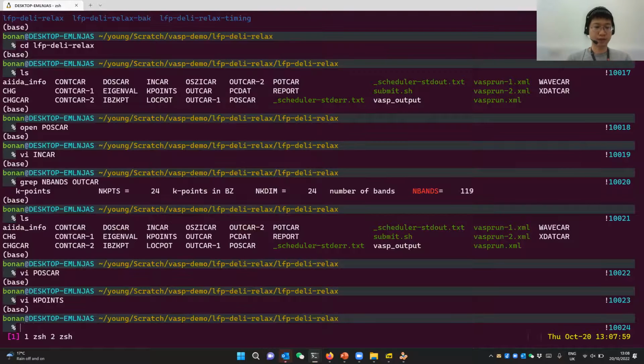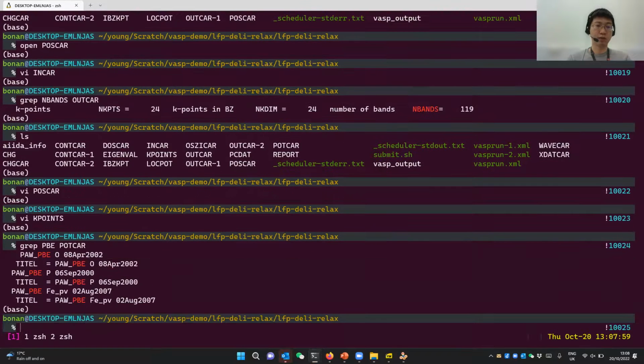For the POTCAR, like I said, you can just grep some keywords because I know I'm using a PBE POTCAR. I can grep it and it shows me the elements. It's very important to have this matching what is in the POSCAR because that's a common mistake. You want to change something in the POSCAR and then rerun the calculation, but the POTCAR is still the same. So if you deleted lithium, you have to delete the lithium part in the POTCAR as well. Yeah, so basically that's it.